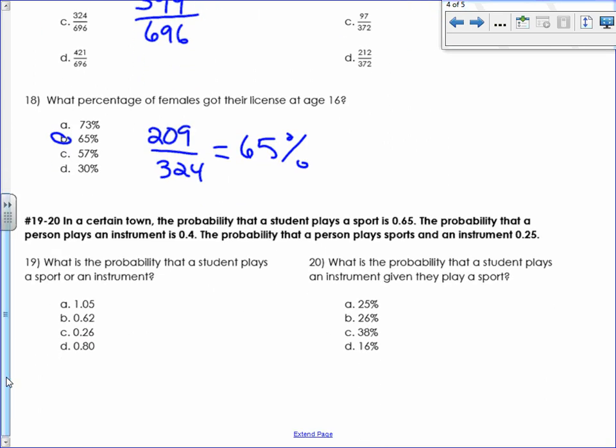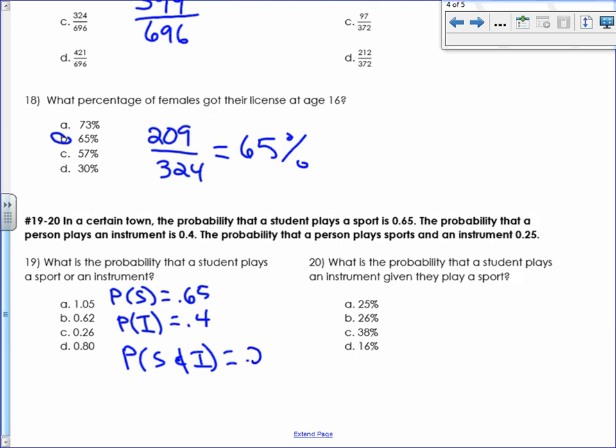Numbers 19 through 20. In a certain town, the probability that a student plays a sport is 0.65. The probability that a person plays an instrument is 0.4. So I like to just kind of write them out. And it says the probability that they play both is 0.25. Okay, so then the question is, what is the probability that a student plays a sport or an instrument?